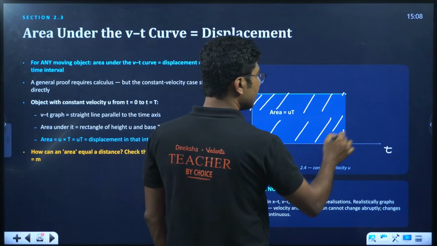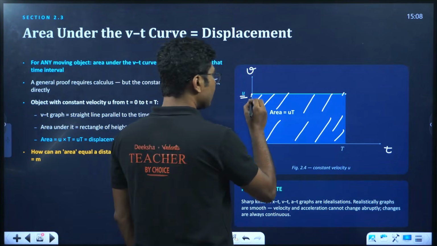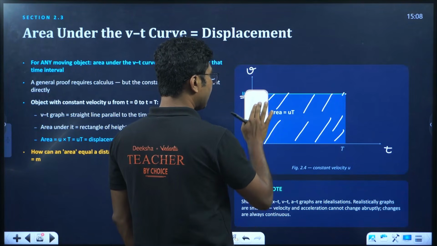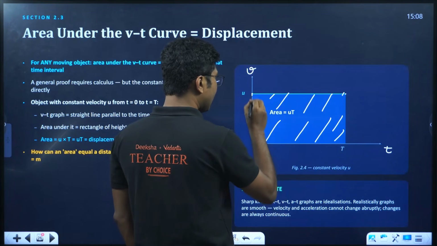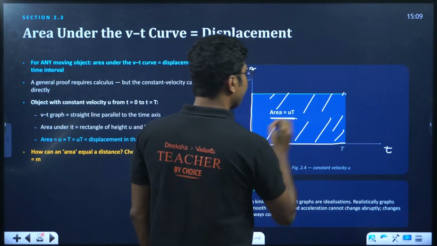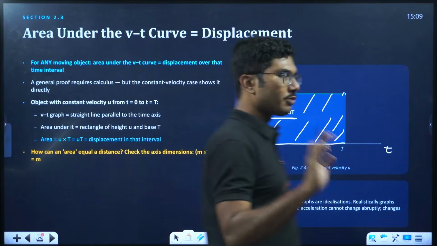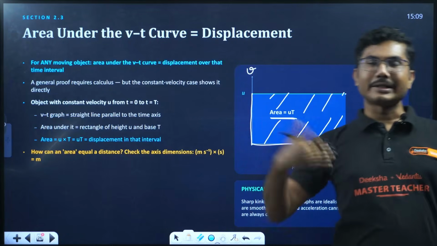This denotes the displacement of the object. And here, as you can see, this is a rectangle. So this is the side of the rectangle. This side is u, this side is capital T. So area is given by u into t. Very simple. Geometry, we will use geometry, triangle, rectangle, etc.